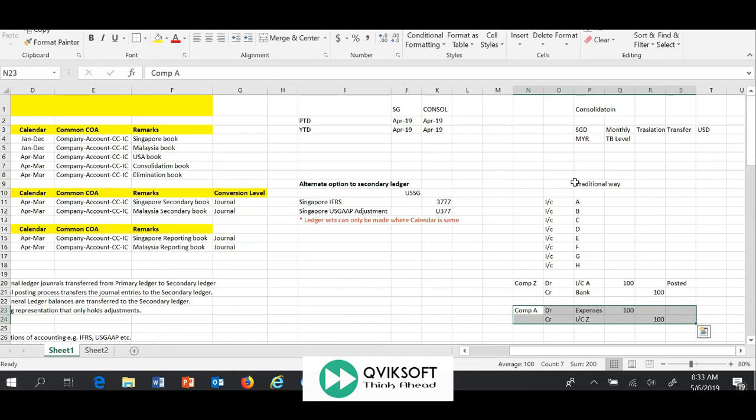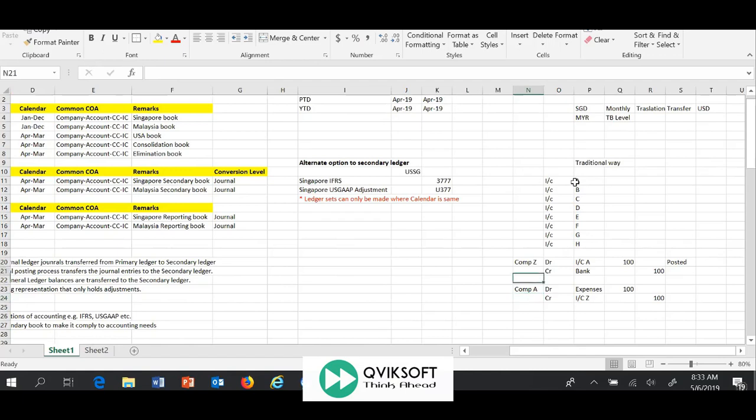Then if they both do this, and at the end of the year or the end of the process I do elimination, I'll find for my entry an opposite entry here. For elimination I can find it. But most of the time what happens is this entry is missing.